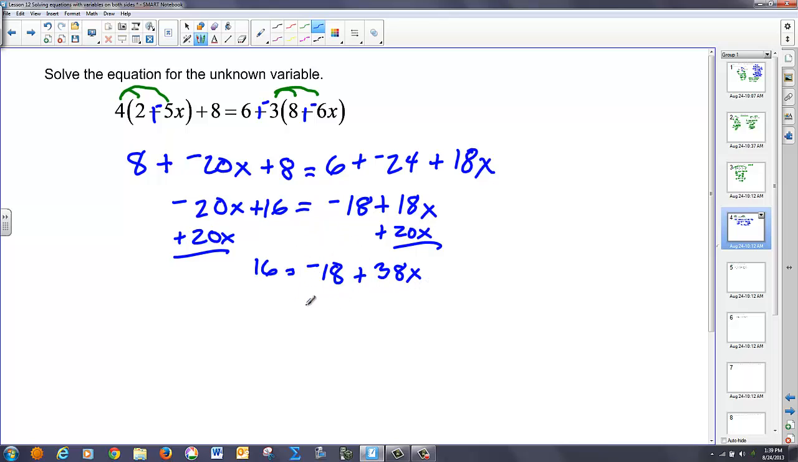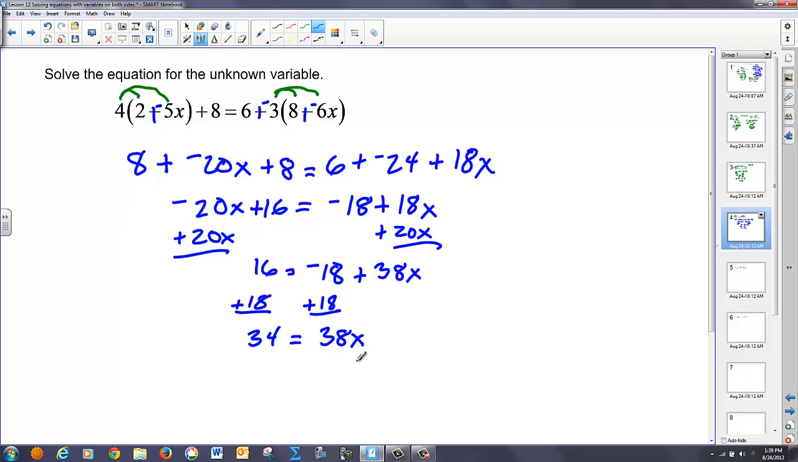I want to isolate the x term. First, I'll do that by bringing this addition or subtraction to the other side. So this is a negative 18. I'm going to add positive 18 to that and do it to both sides. Negative 18 and positive 18 gives me 0, so I'm left with 38x. And on this side, I have 34.